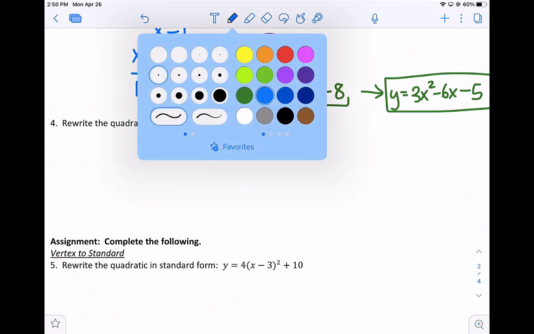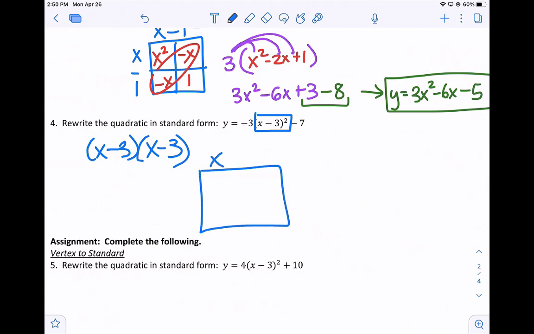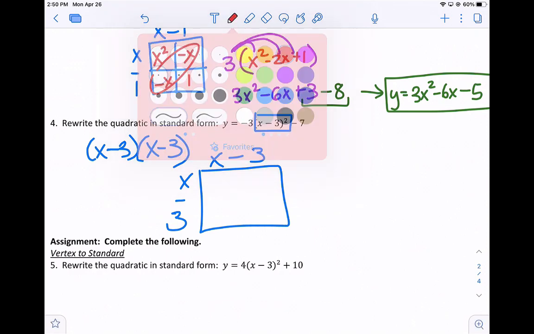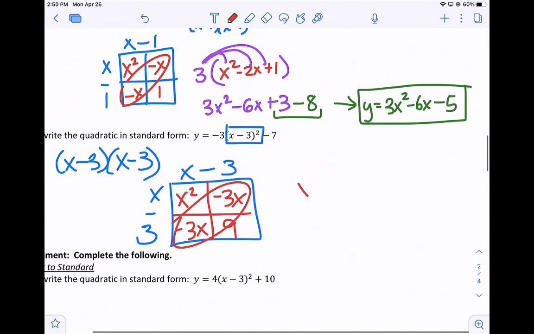So first step, we have our x minus 3, and we'll square it. That means x minus 3 times x minus 3, which we can put in our box. Actually, on the outside of the box, I should say. Now we get the inside. So that'll be x squared minus 3x plus 9. And then we'll combine like terms and rewrite it, x squared minus 6x plus 9.